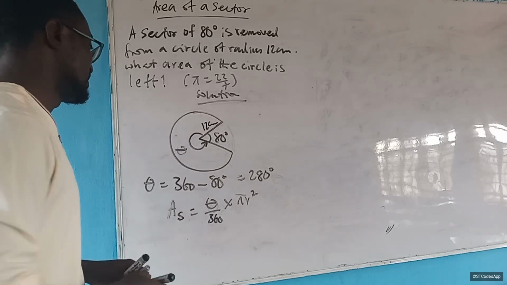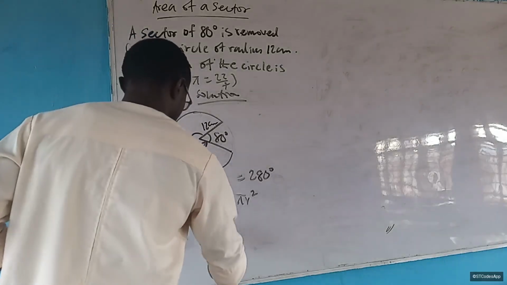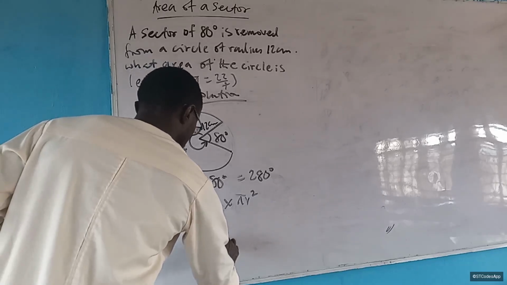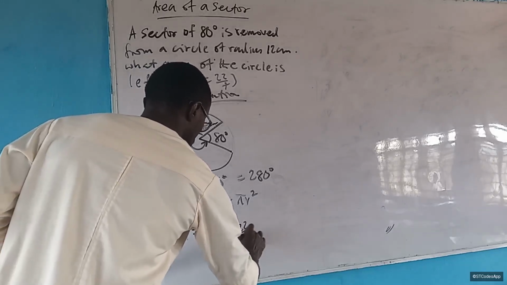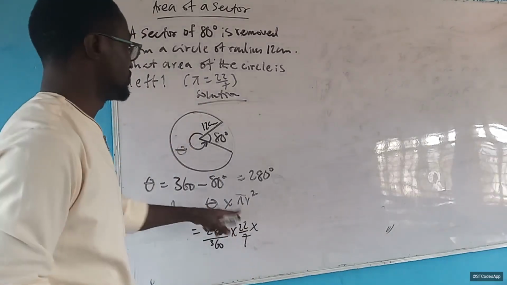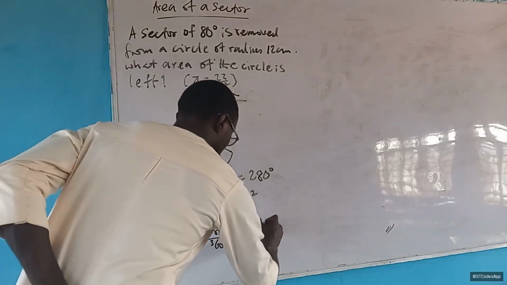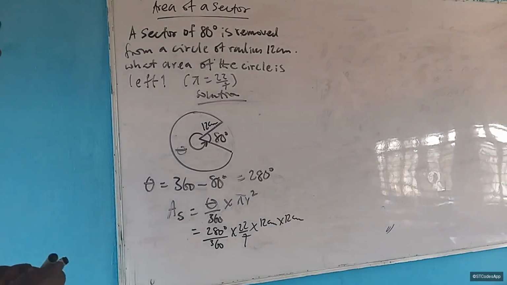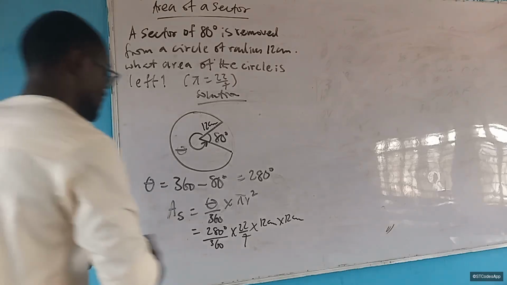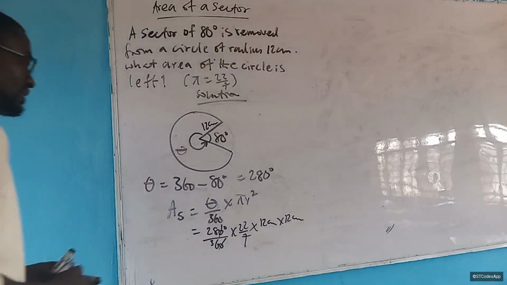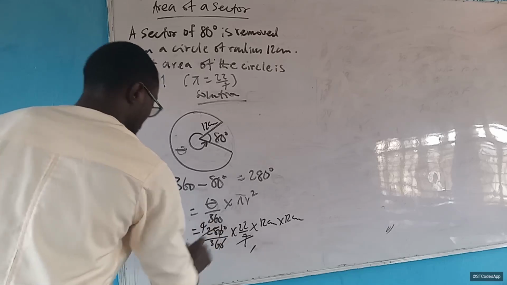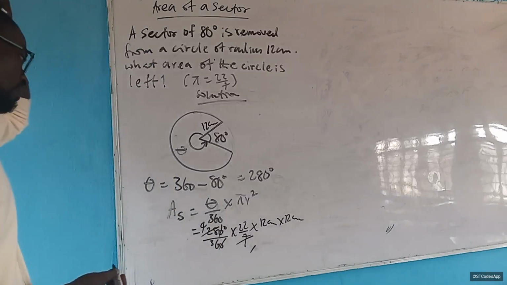So substituting the parameters given to us here, we have that the area of this sector will be equal to 280 degrees all over 360 times 22/7 times our radius, which is 12 centimeters, so 12 centimeters times 12 centimeters. Now what do we do? Do they have any factor in common? Yes, they do. 10 is common here. That cancels out. Now 7 is also common. 7 in this is 1. 7 in 28 we have what? 4, right? Now what is common again?